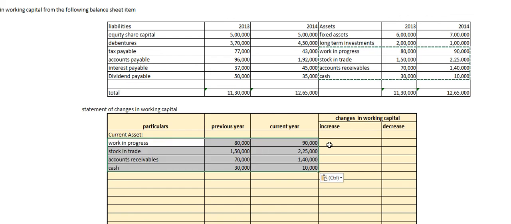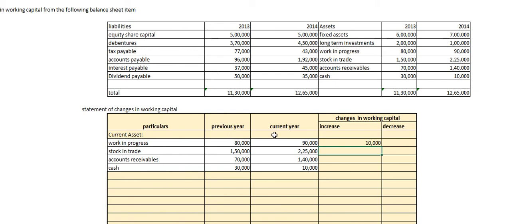So copy and paste it. Increase or decrease: when current assets increase, it leads to an increase in working capital. When current assets decrease, it leads to a decrease in working capital. Work in progress, last year it is 80,000, current year it is 90,000. Since current assets have increased, it will be shown in your increase column. 90,000 minus 80,000, you get 10,000.